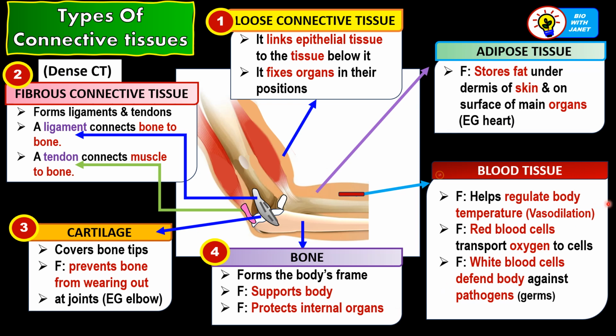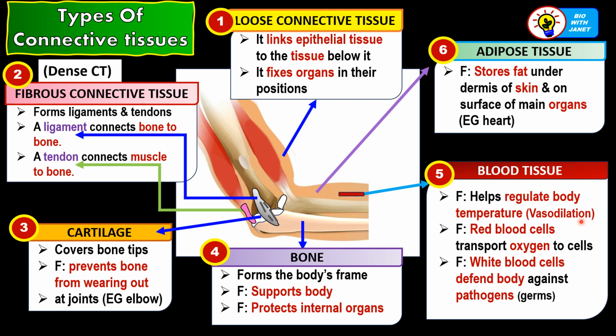Now let's go on to number 5, blood tissue. So blood is a tissue too, okay, a connective tissue. It helps to regulate body temperature. For example, through the process of vasodilation. When you feel hot, your blood vessels will increase in size a bit, okay, near the surface of the skin.